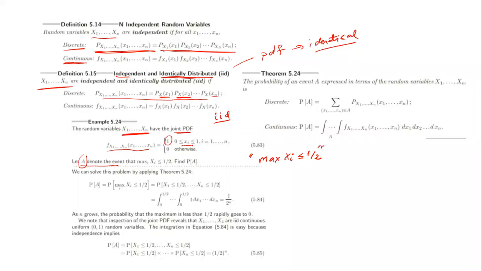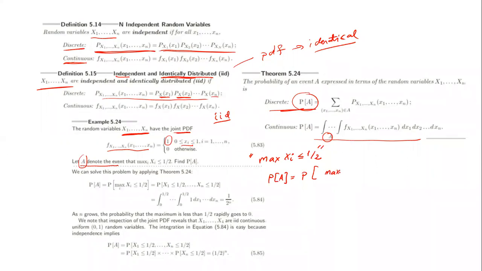Okay, so now the question asks about the probability of A. From the theorem, as you can see here, when it is discrete, that's a summation. When it is continuous, that's an integration. We simply integrate the joint PDF over the range of A.